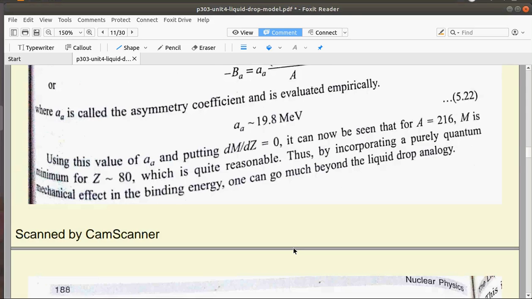So actually the three properties which are associated with the liquid drop model are volume term, surface term, and Coulomb term. All these three are closely linked with the liquid drop model. You can consider the asymmetry term as a correction to the liquid drop model.